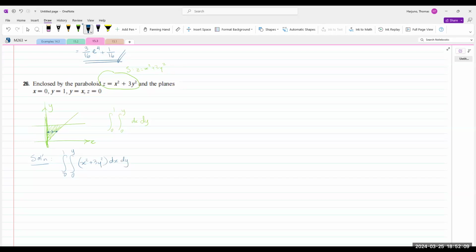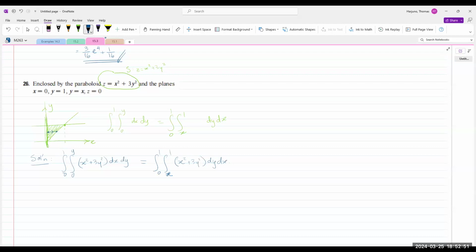Thomas, on the double integral you have above, can I do it dy dx? Yes, if you want to use dy dx, then it will be from 0 to 1, right? But then y will be from x to 1. In other words, you can also do this integration. This result will be the same as the integral from 0 to 1, integral from x to 1 of x squared plus 3y squared dy dx. Up to you which one you want to use.